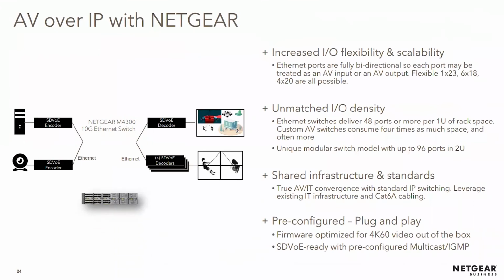So that's what we are going to discuss right now: AV over IP with NETGEAR, AV over IP with the SDVoE Alliance. It's based on 10 gigabit Ethernet. And by doing that, we increase the flexibility, because instead of a complex matrix switcher in the middle, you get a good off-the-shelf, cost-effective 10 gig switch, right? This lowers the cost big time, but also it can scale because you can assemble a lot of different switches to provide more IOs, more inputs and more outputs, more sources and more display destinations. So that allows really for a true audio video and IT convergence.